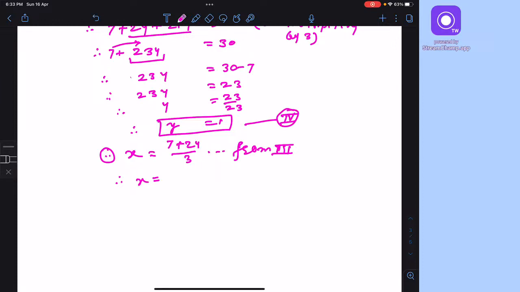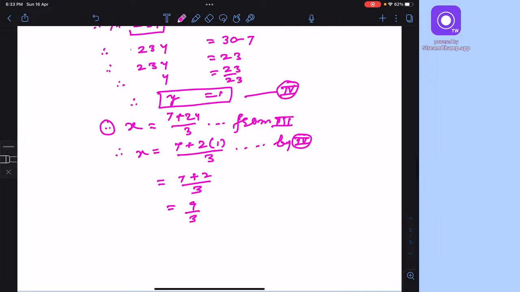So x is equal to 7 plus 2 times y, which means 1, upon 3. This we have made use of by 4. This is equal to 7 plus 2 into 1 is 2, upon 3. 7 plus 2 is 9. 9 upon 3, that is 3. Therefore, x is equal to 3. This is my equation number 5.